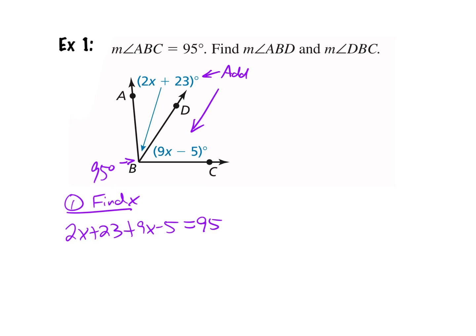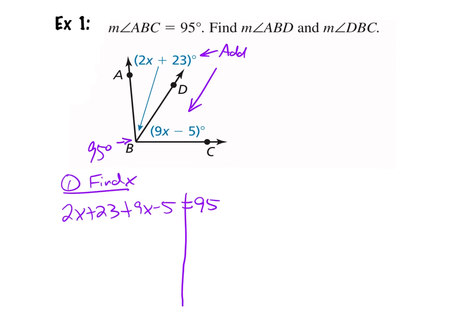All right, so I've got 2x plus 23 plus 9x minus 5 equals 95. So I've got to solve for x. So we need to combine like terms. I'm going to draw a box around all the x's. Remember, I have a 2x and a plus 9x. And I'm going to underline the 23 and the negative 5.